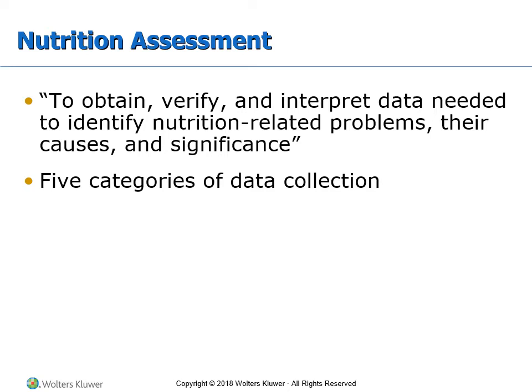And so again, remember that we have our 5 categories of data collection, which is our food and nutrition-related history, anthropometric measurements, biochemical data, nutrition-focused physical findings, and the client's personal social history.